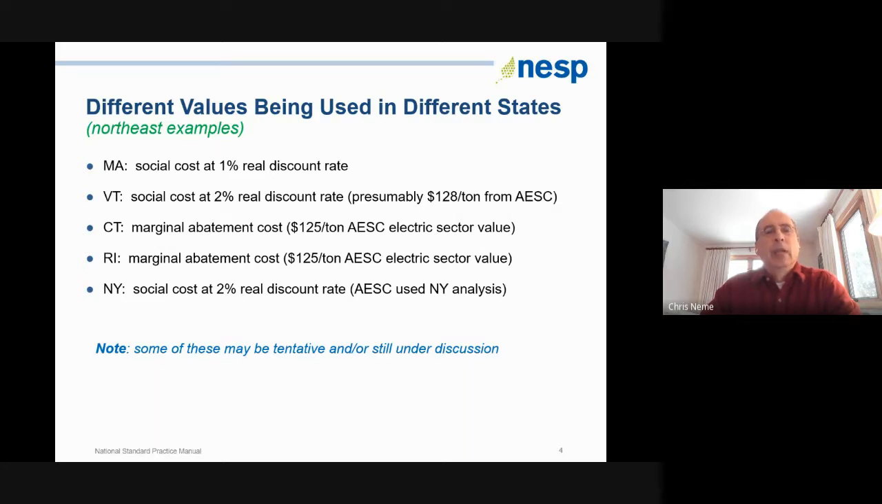of carbon. And in fact, the New England Avoided Energy Supply Cost Study made use of the work that New York had done to take the federal analyses and translate them into results at lower discount rates.